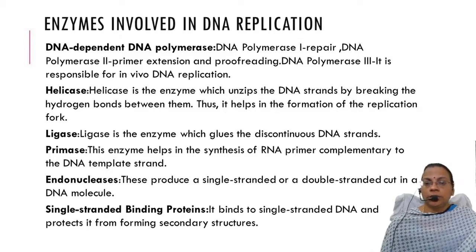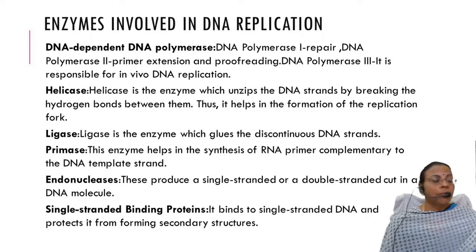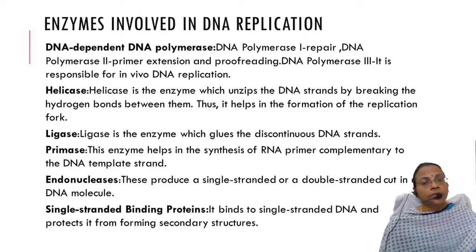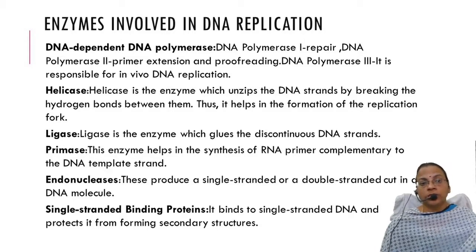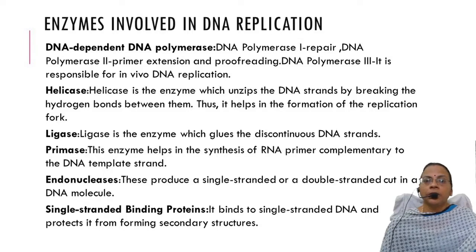Now we'll move on to the next slide, which is which enzymes are actually taking part in DNA replication. So the first and foremost enzyme is none other than the DNA dependent DNA polymerase enzyme. And here I already mentioned 3 types of DNA polymerases: DNA polymerase 1, DNA polymerase 2, DNA polymerase 3. And in eukaryotes it is even more complicated. So DNA polymerase 1 is for proofreading and primer removal.